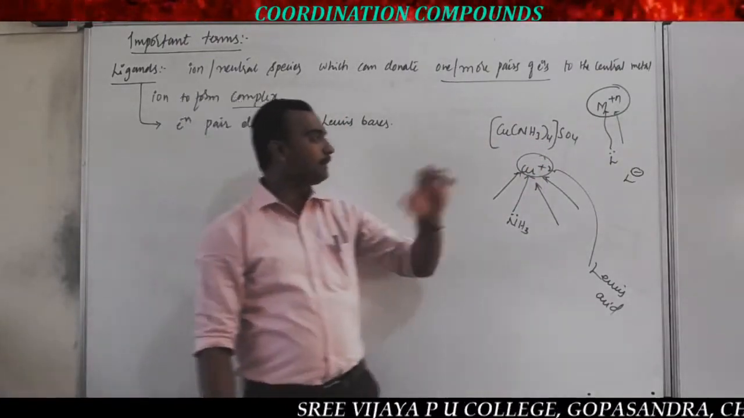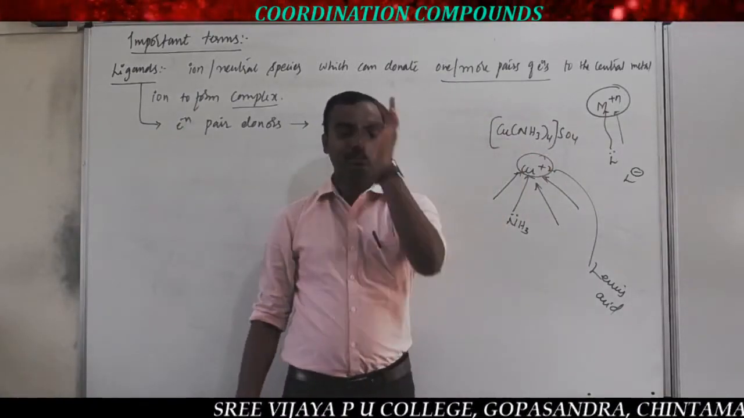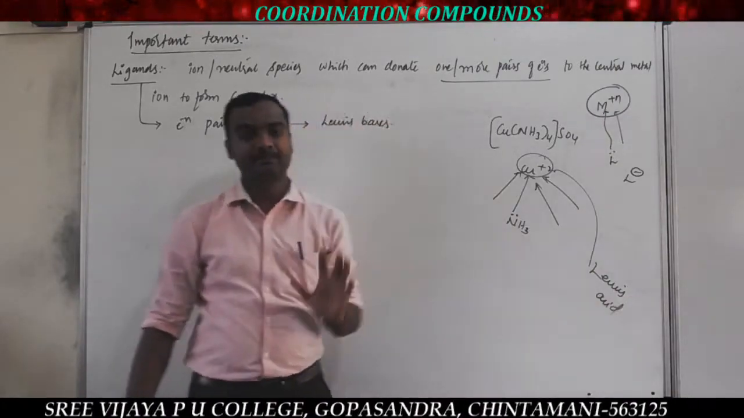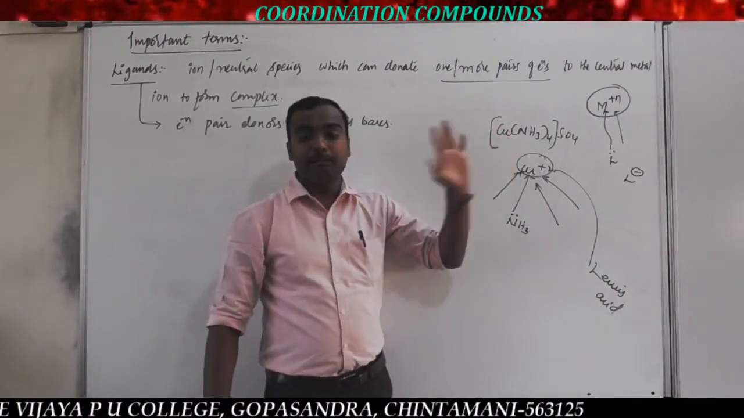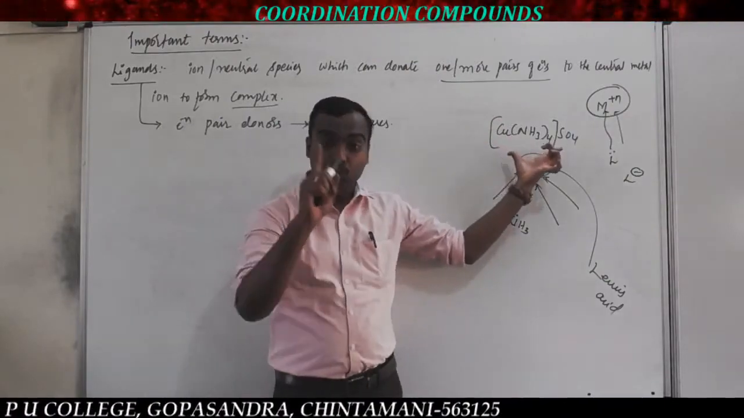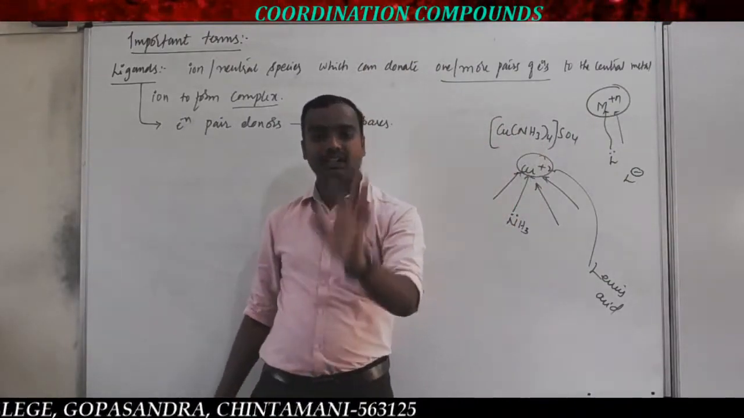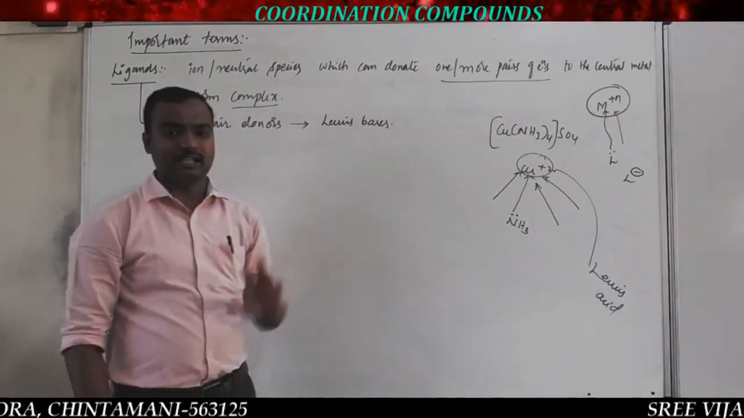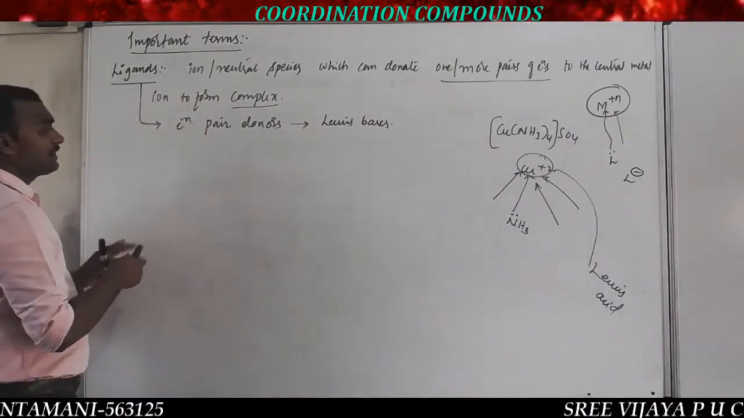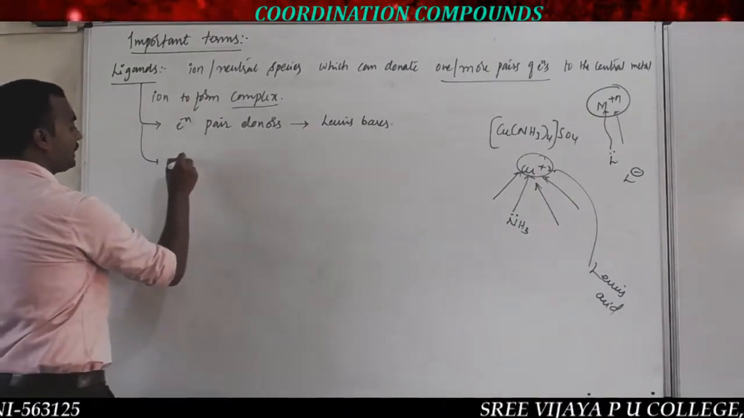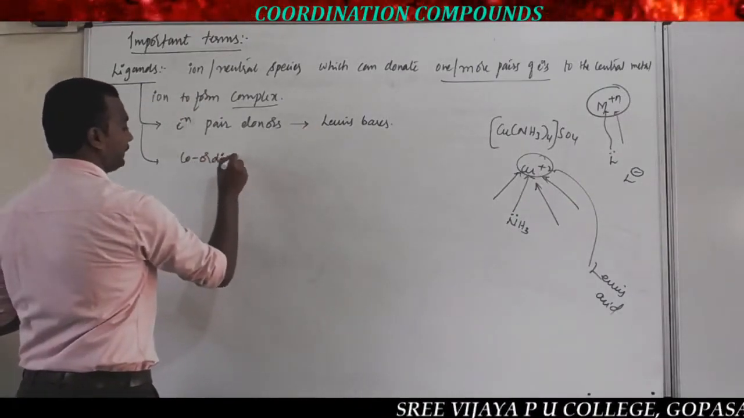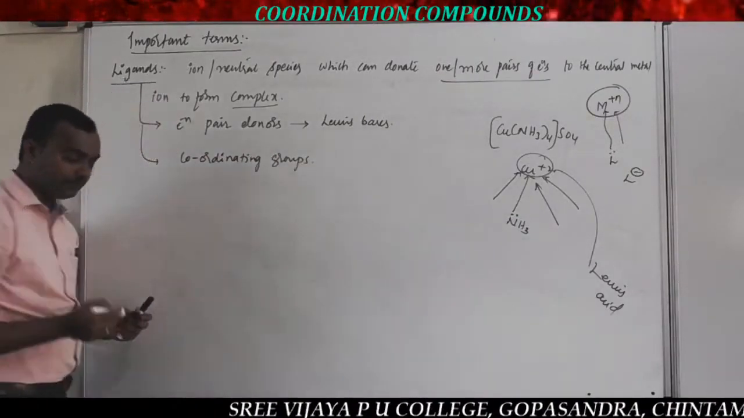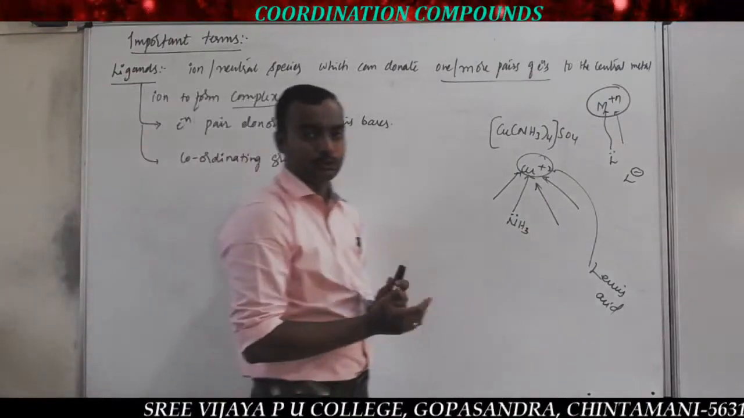In a simple complex, the central metal atom 100% acts as a Lewis acid because it accepts the pair of electrons from the ligands. The remaining species in the complex are definitely ligands, and they are Lewis bases. This is a very simple concept, Lewis base and Lewis acid. At the same time, the ligands are also called coordinating groups. Another name for ligand is coordinating groups.